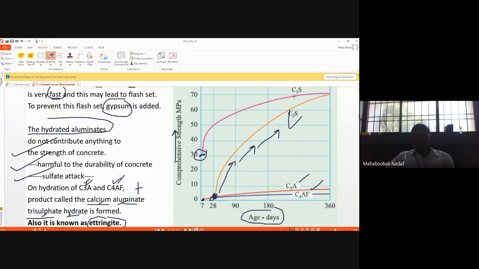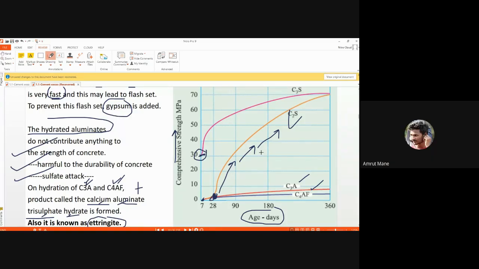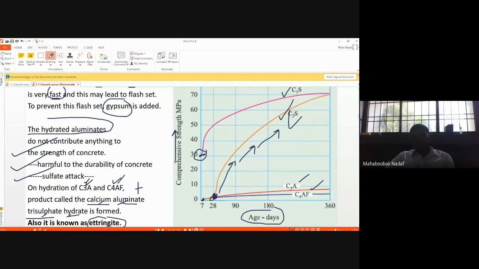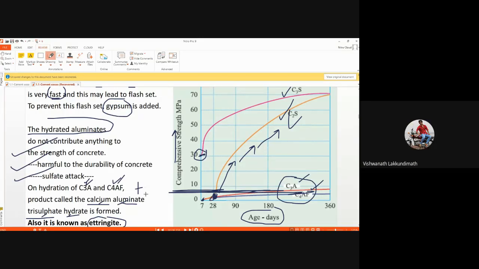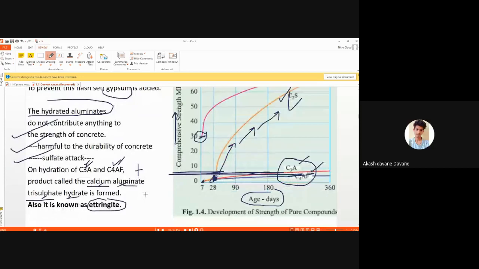So which two compounds are giving strength? Now you have to tell me. C3S and C2S. Very good. When you see C3A and C4AF, is that curve increasing? No. The curve is almost horizontal. That means it is not at all giving any strength here. Understood this diagram? Shall I go to the next slide?